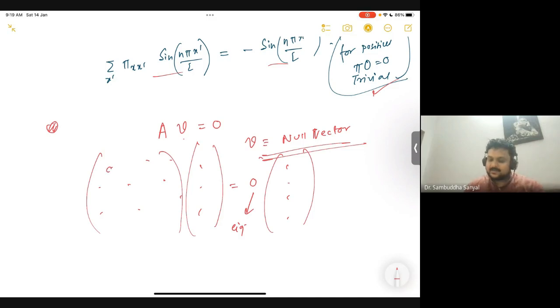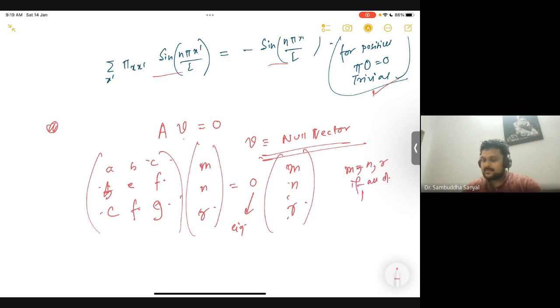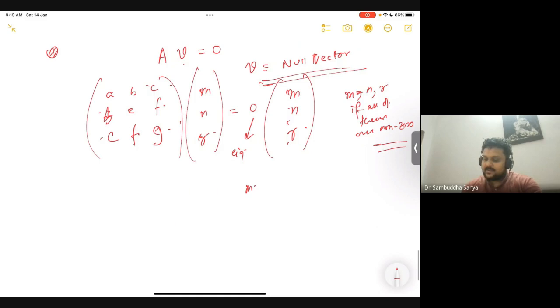Now let's say I have some matrix with entries A, B, C, D, E, F. Let me make it Hermitian. And its vector is M, N, R. If M, N, and R, all of them, are non-zero, then it is a non-trivial null vector, right? But if M equals N equals R equals zero, all of them are zero, then obviously every matrix has that null vector, right?